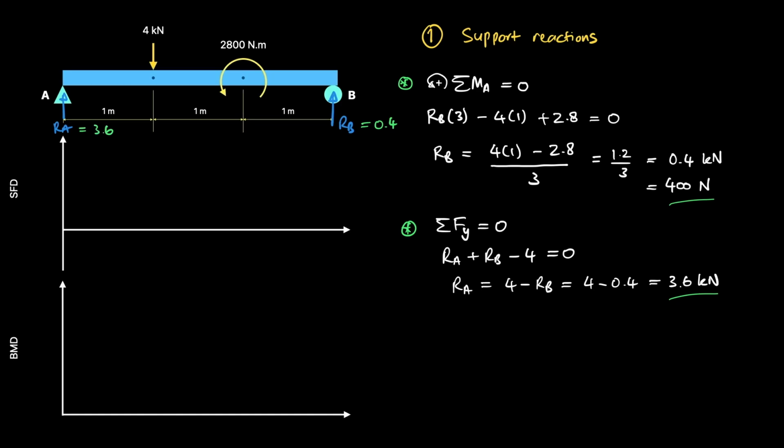Both Ra and Rb came out positive, so both act upward as assumed. And notice the physical story here. A carries 9 times more load than B because the 4 kilonewton force sits much closer to A. The numbers already make sense before we've drawn anything.